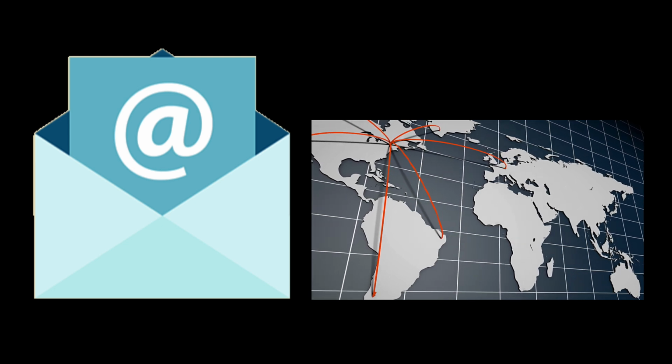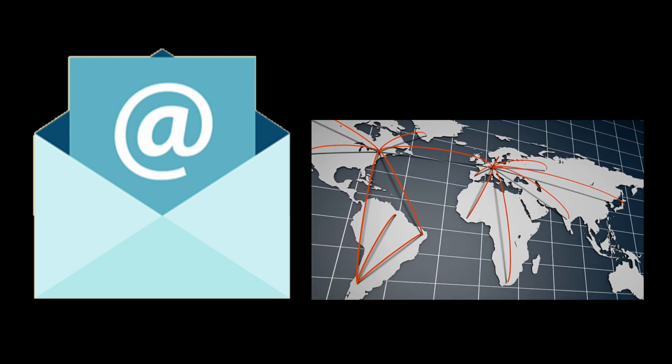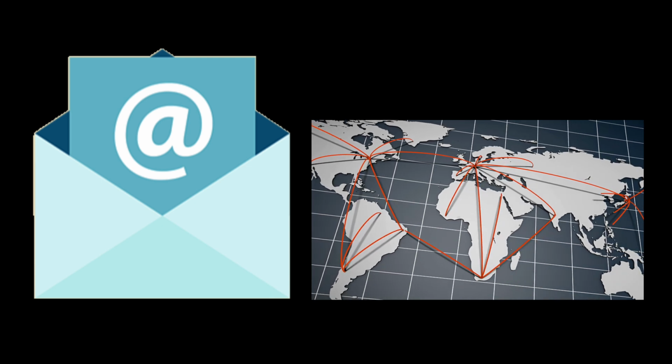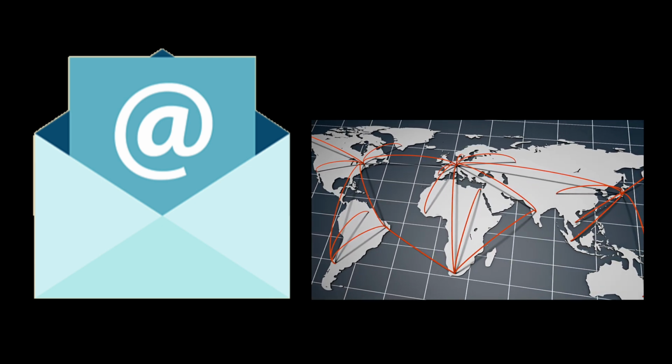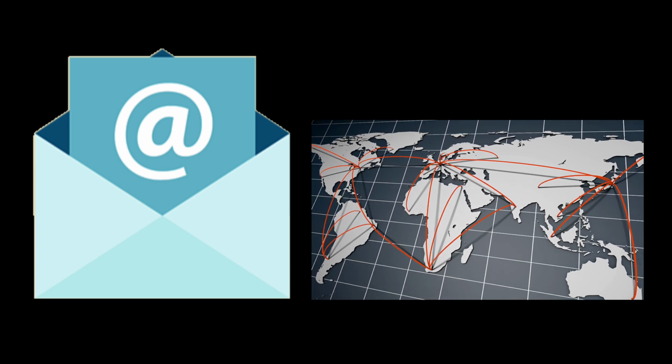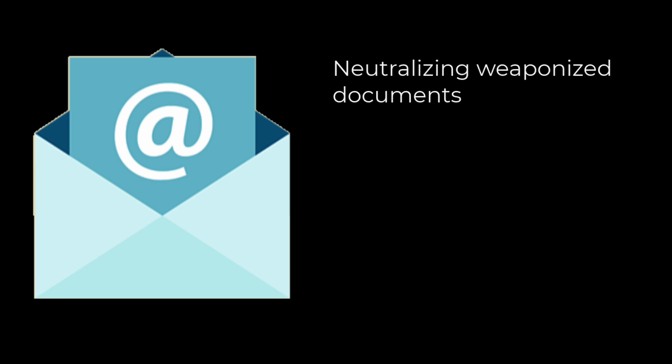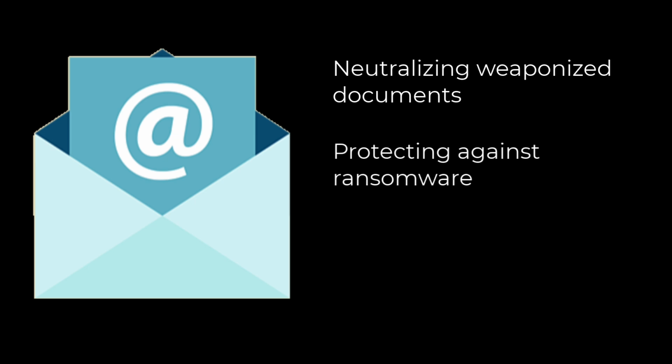Email remains one of the most exploited vectors for cyber attacks due to its widespread use and the inherent trust users place in received messages. CDR enhances email security by processing attachments in real time, neutralizing weaponized documents that might contain embedded malware or phishing exploits, protecting against ransomware delivered through seemingly benign files, and ensuring that employees can safely open attachments without fear of initiating a cyber attack. By incorporating CDR into email security protocols, organizations can significantly reduce the risk of successful phishing campaigns and malware infiltration.